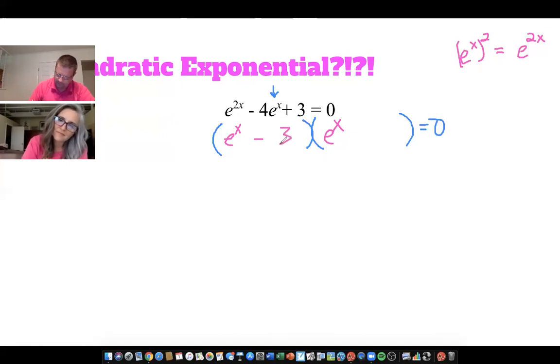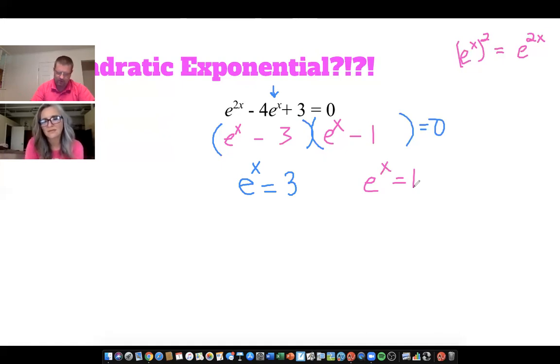Minus 3 and minus 1. Super easy factoring problem, super difficult logarithm problem, or exponential problem, sorry. So e to the x has to be 3, or e to the x has to equal 1.